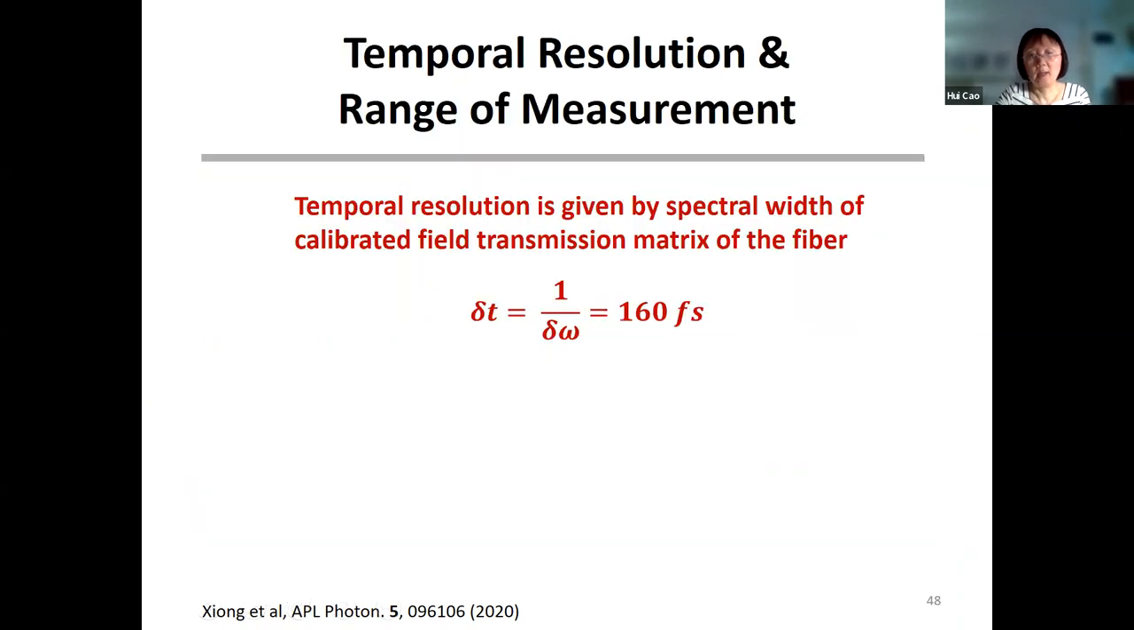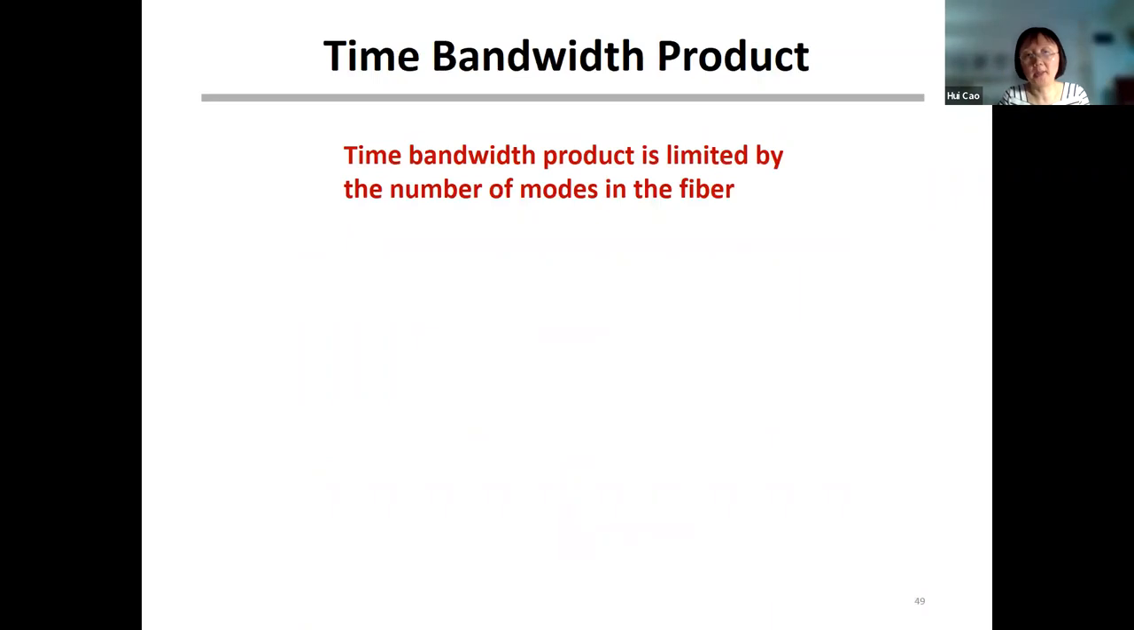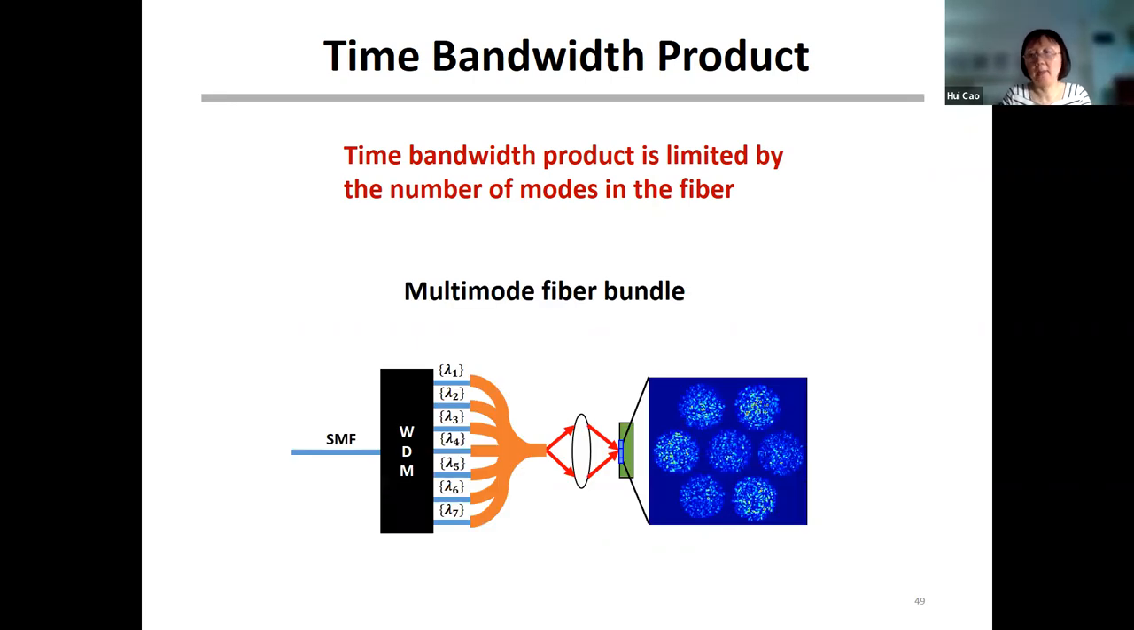Okay, so what is the temporal resolution we can get? That depends on the spectral range we calibrate our multimode fiber over. What determines the temporal range? That's again the spectral correlation width of the fiber, which we can make longer. Finally, the time-bandwidth product is limited by the number of guided modes in the fiber, and again, we can use a multimode fiber bundle to really increase it.